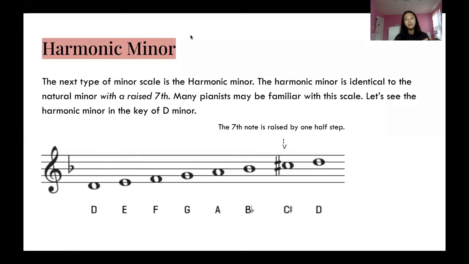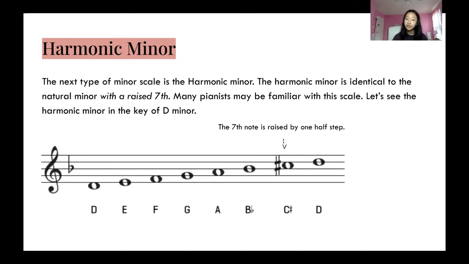Okay, so the next type of minor is called harmonic minor. The harmonic minor is almost the exact same as the natural minor, except the seventh note is raised by a half step. And many pianists may be familiar with this scale. When I started piano, this was the first type of minor scale I've ever learned.